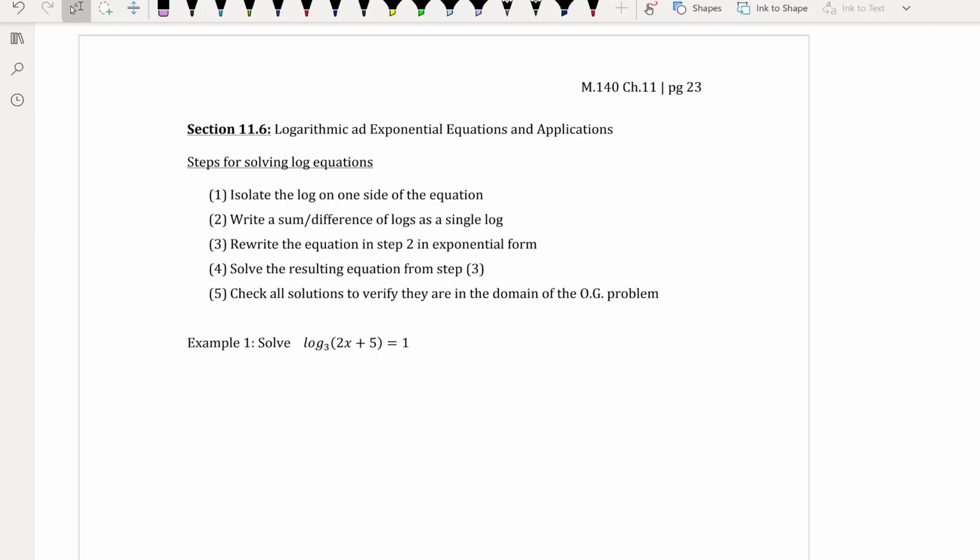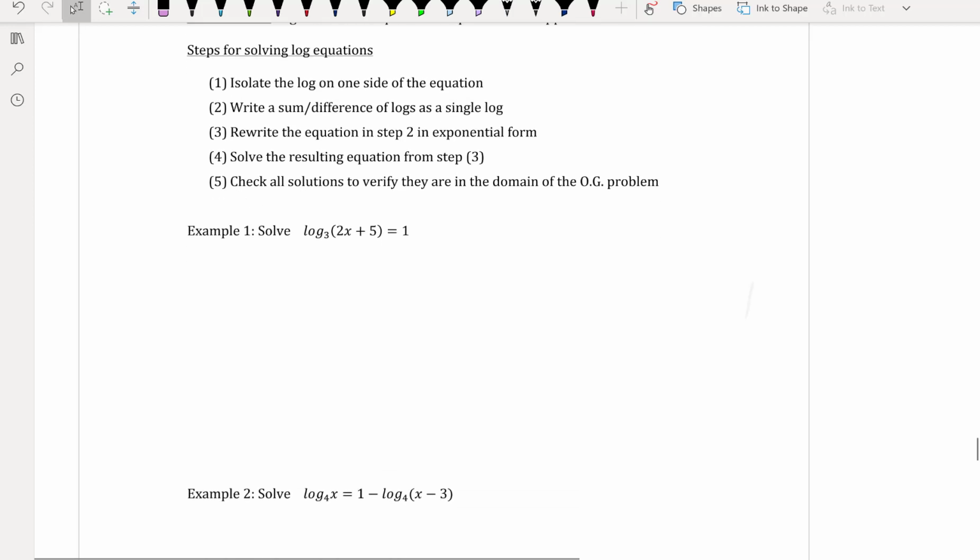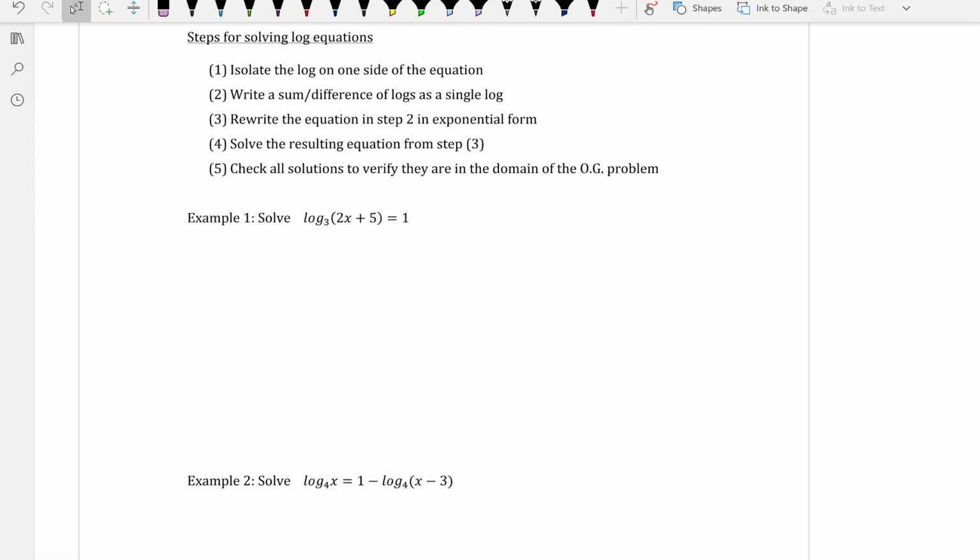So we are going to go over log and exponential equations and applications. So we are going to solve our log equations. The first thing we want to do is make sure that the log is isolated. We have a single log that's isolated, which is perfect. So all we have to do now is make sure that we rewrite it in exponential form.